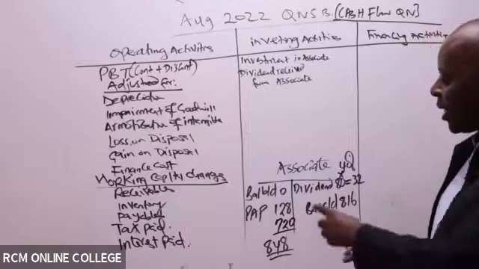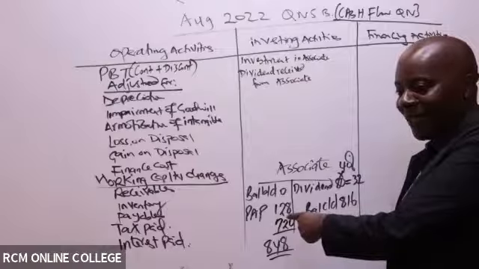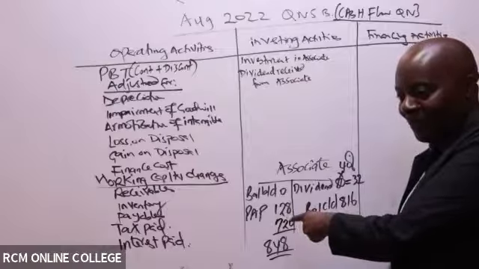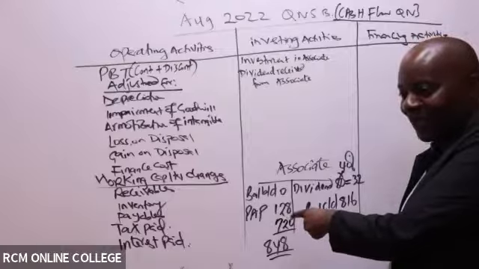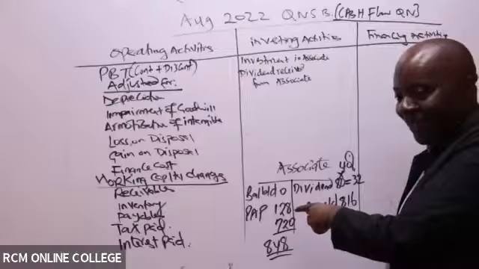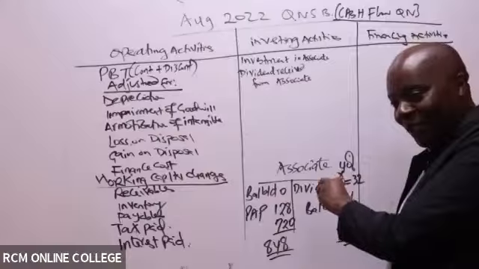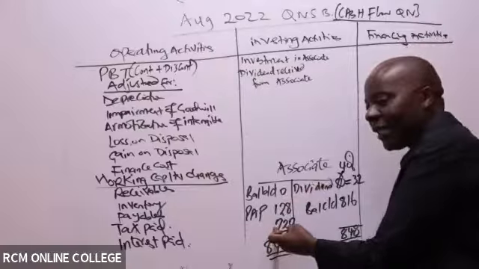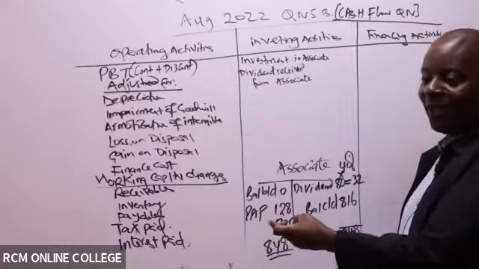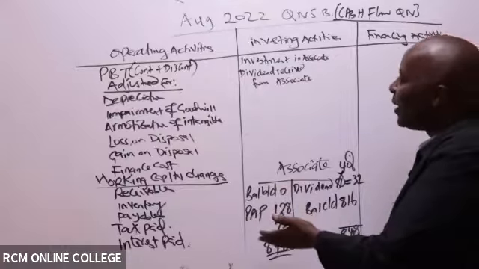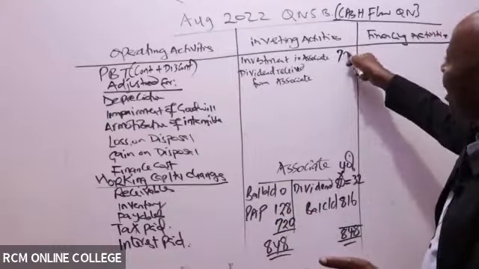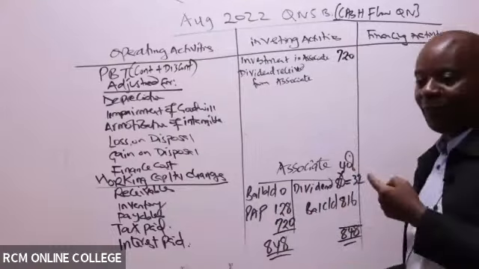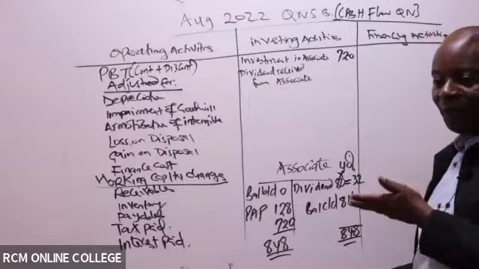Can somebody give me, this 720 represents what here? What does this 720 represent? The investment in the associate, isn't it? So this 720 represents our investment in the associate. So this 720 is what we put here. Shall it be positive or negative?